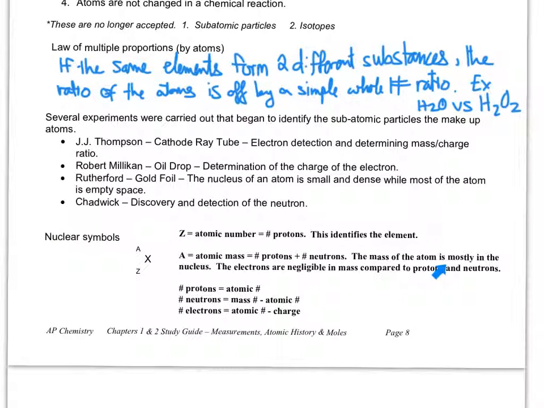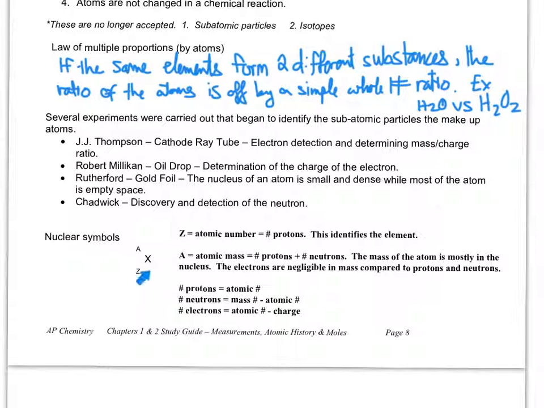And the mass of the atom is mostly in the nucleus because the protons and the neutrons each are about 1 atomic mass unit, not exactly, but close to 1, whereas an electron is 2,000 times less than that. And so, yes, the electrons have mass, but the bulk of the mass is in the nucleus with the protons and the neutrons. The electron's mass is almost negligible unless you have a huge number of electrons.